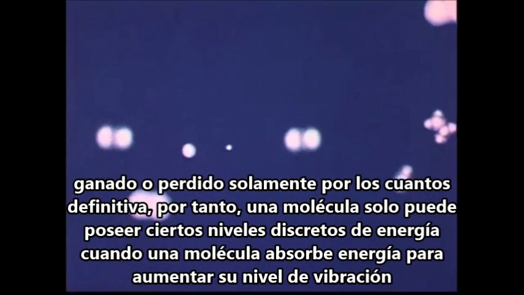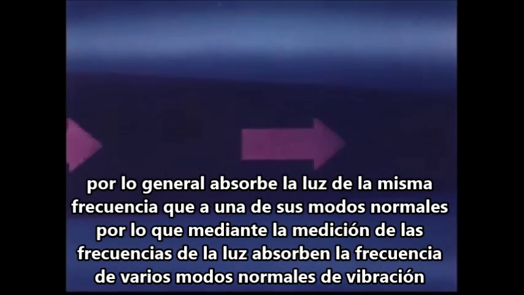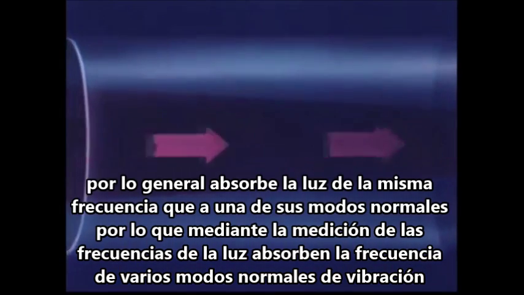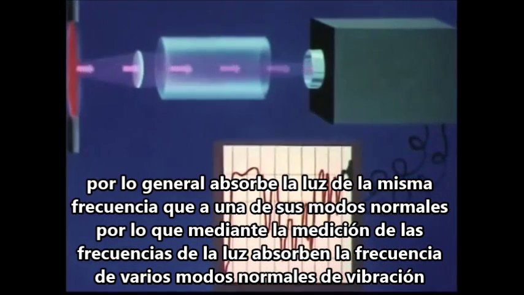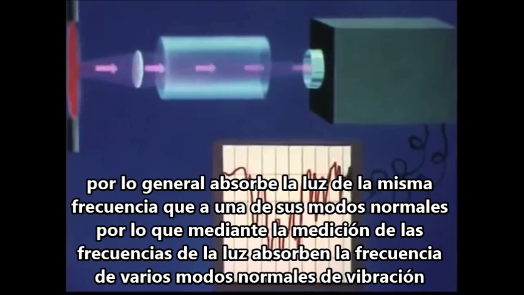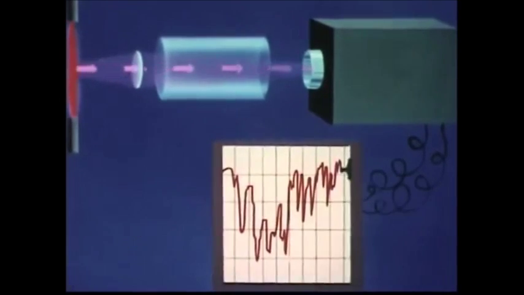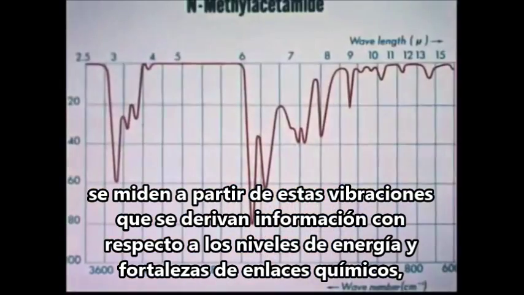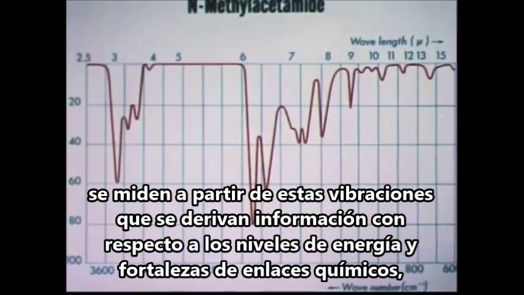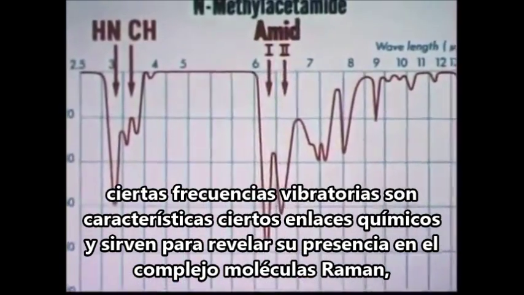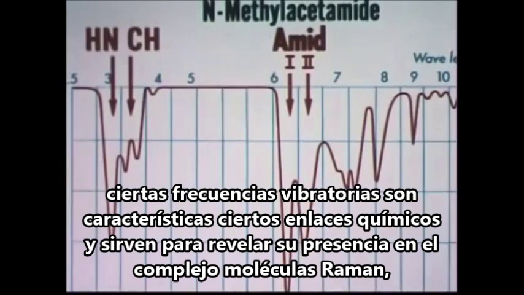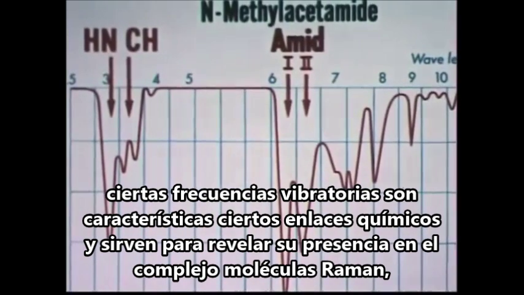When a molecule absorbs energy to increase its vibrational level, it generally absorbs light of the same frequency as one of its normal modes. So, by measuring the frequencies of light absorbed, the frequencies of its several normal modes of vibration are measured. From these vibrations, we derive information regarding energy levels and strengths of chemical bonds. Certain vibrational frequencies are characteristic of certain chemical bonds and serve to reveal their presence in complex molecules.